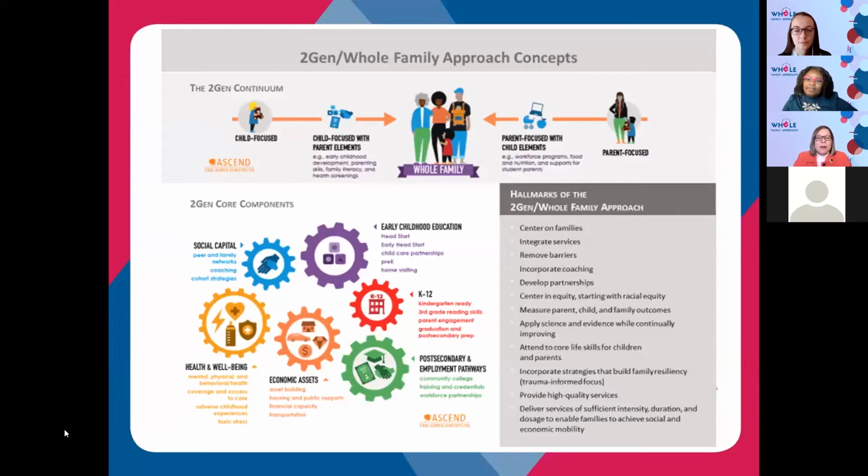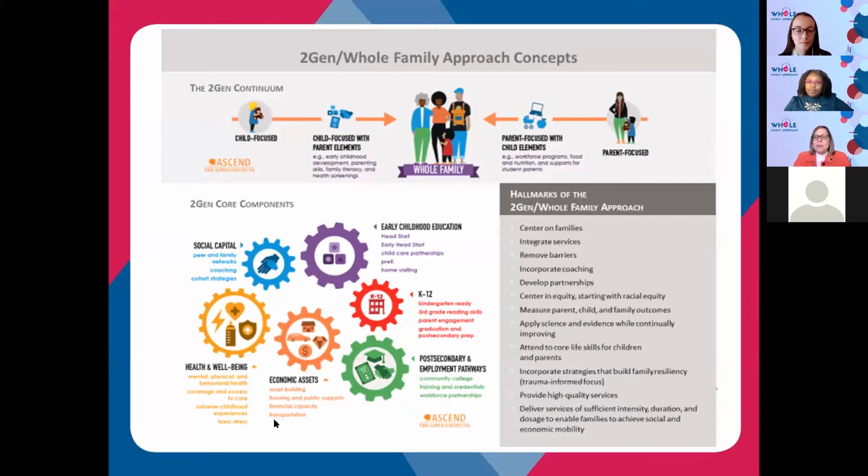We've also put the two-gen core components there. People come with all kinds of strengths and all kinds of areas that they need to improve. It might be in economic assets, it might be in K through 12 or post-secondary, but two-gen whole family has the ability to step in and come alongside families and support them in any of those core components.